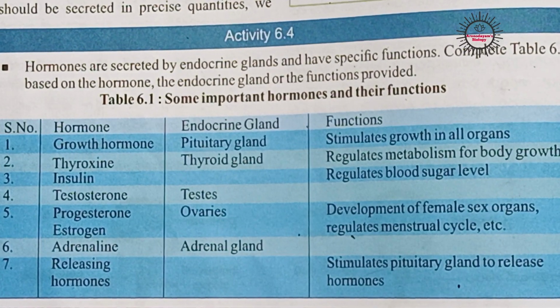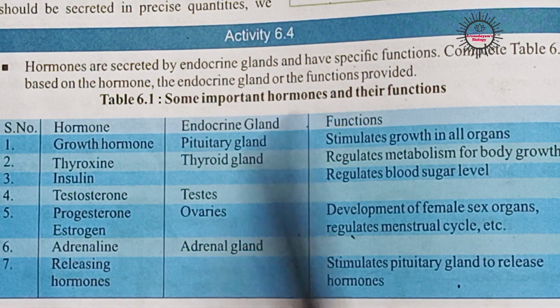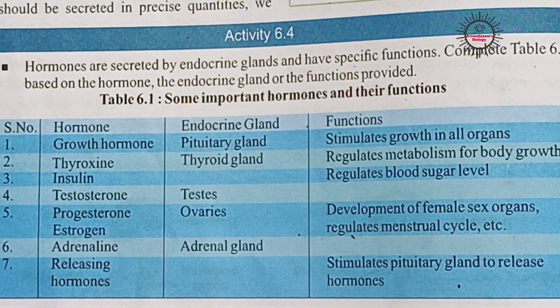Let us learn some important hormones present in our body and their functions. So these are some important types of hormones produced in our body, and we are going to discuss from which gland they are produced and their functions also. Okay, first hormone is growth hormone. The name itself is saying that this hormone is involved in the growth of an individual.